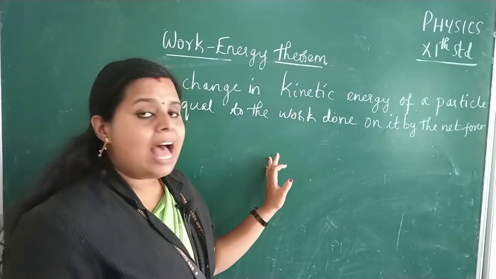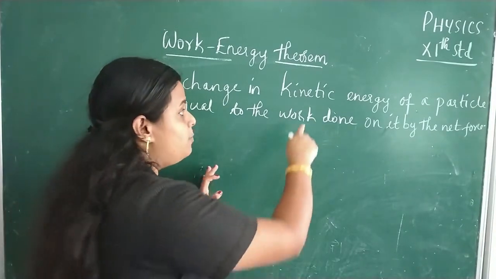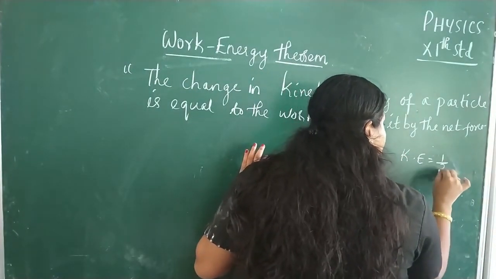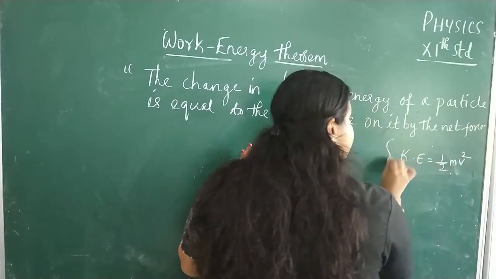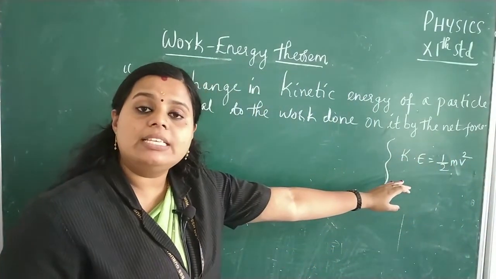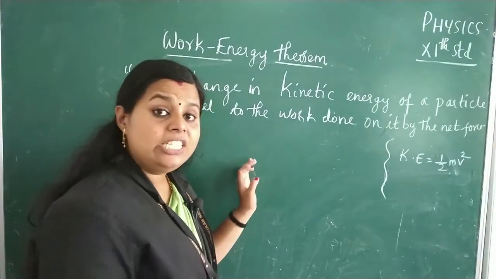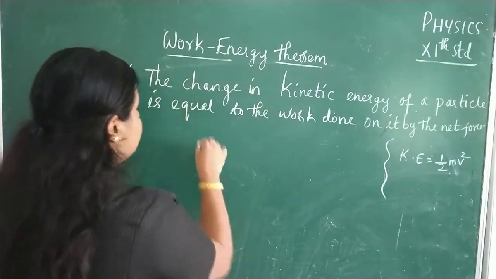Clear? And in high school classes we have learned an expression for this kinetic energy, that is kinetic energy K is equal to half mv square, where m is the mass of the particle and v is the velocity with which that particle is moving. Now listen children, here is the proof for work energy theorem.